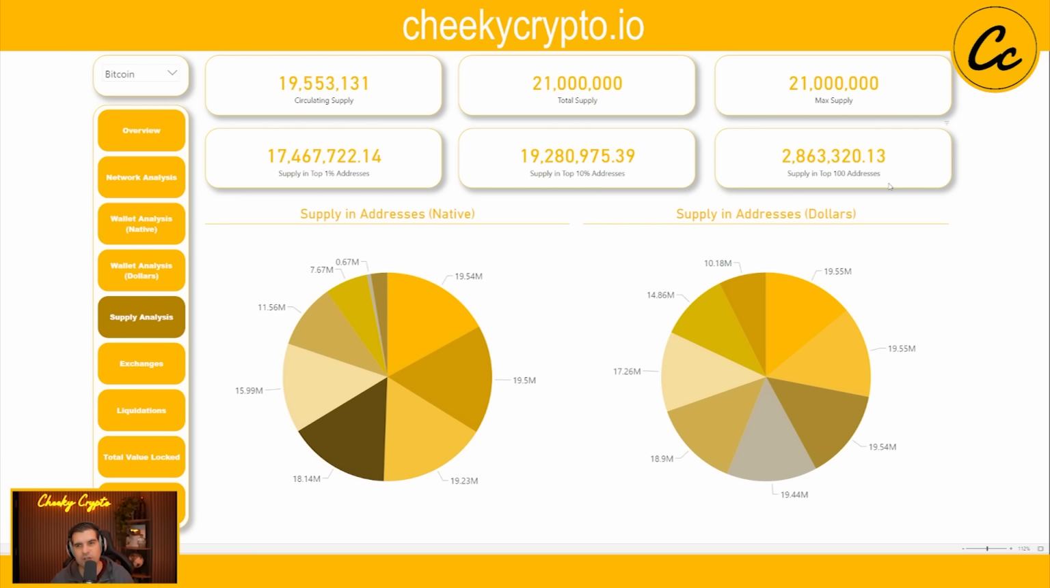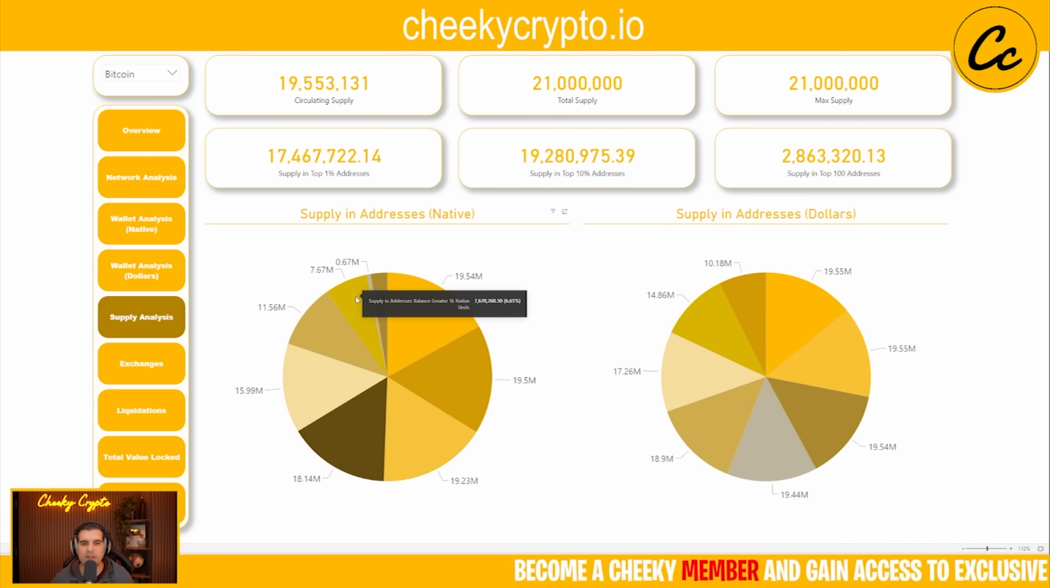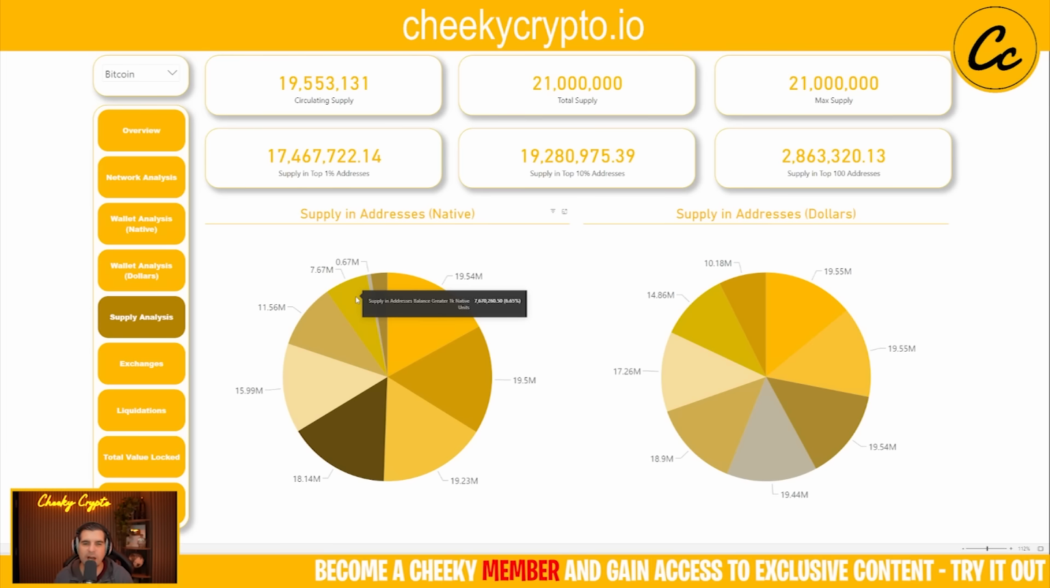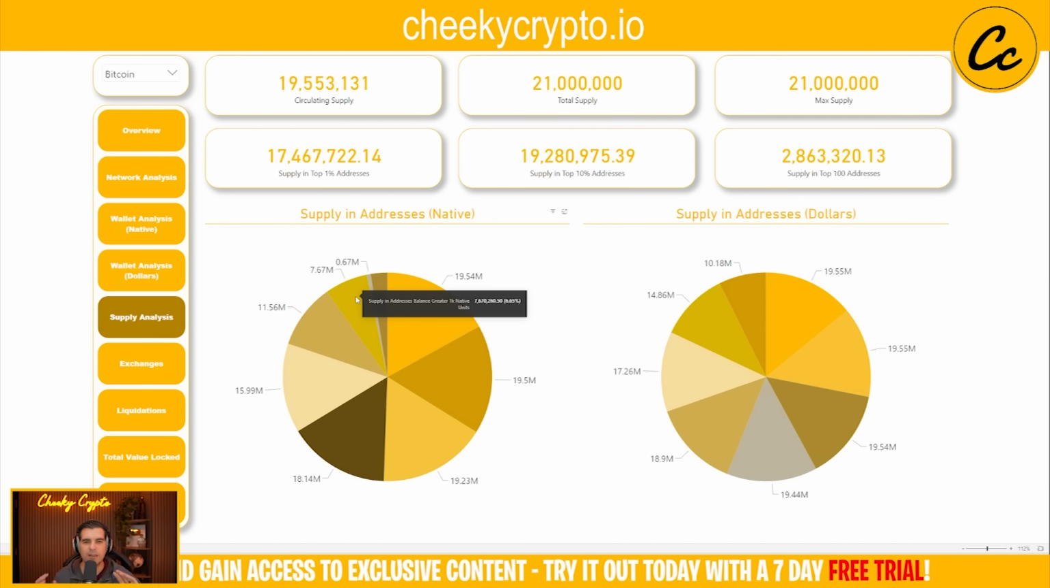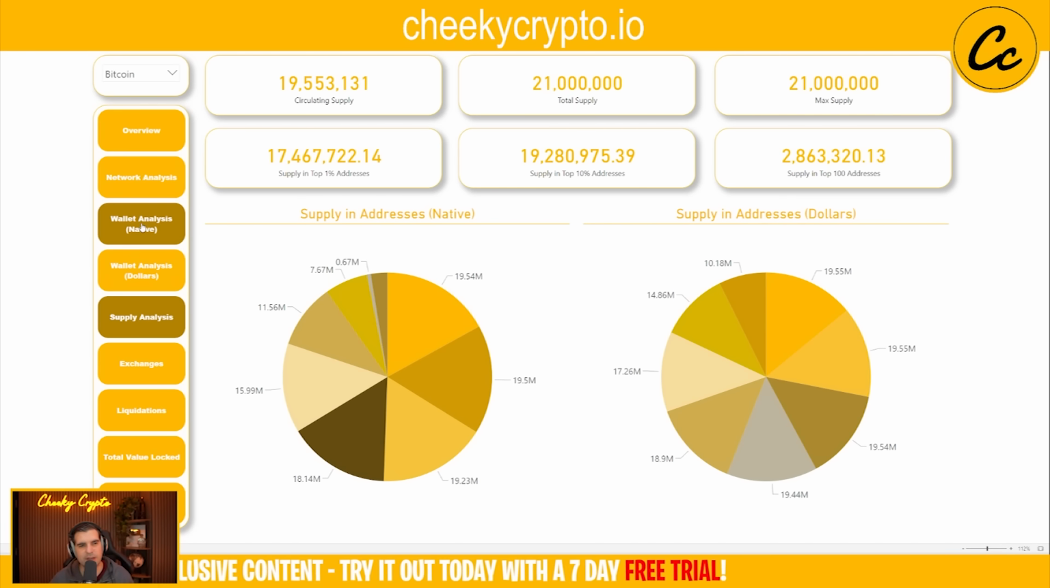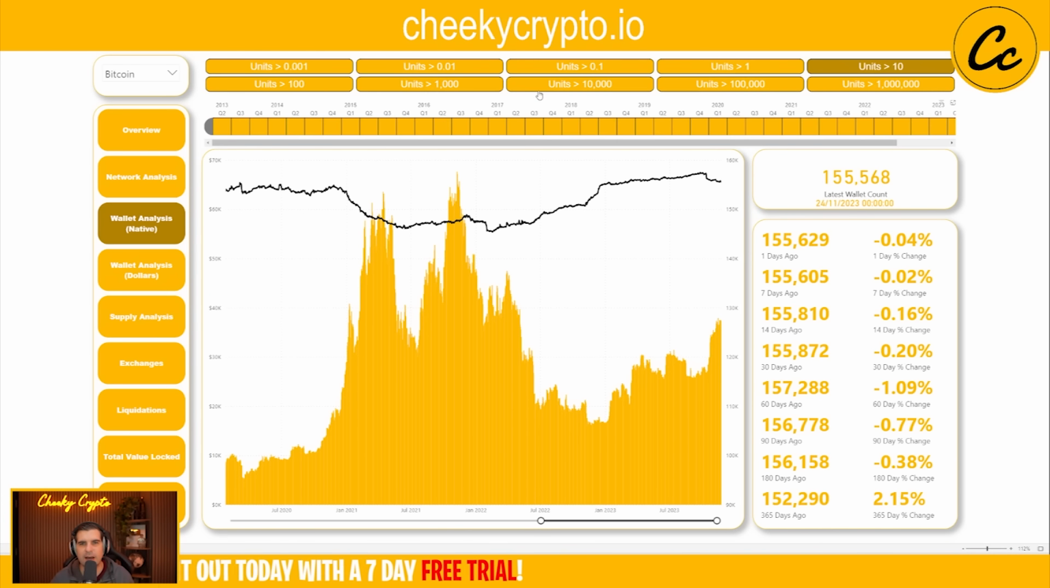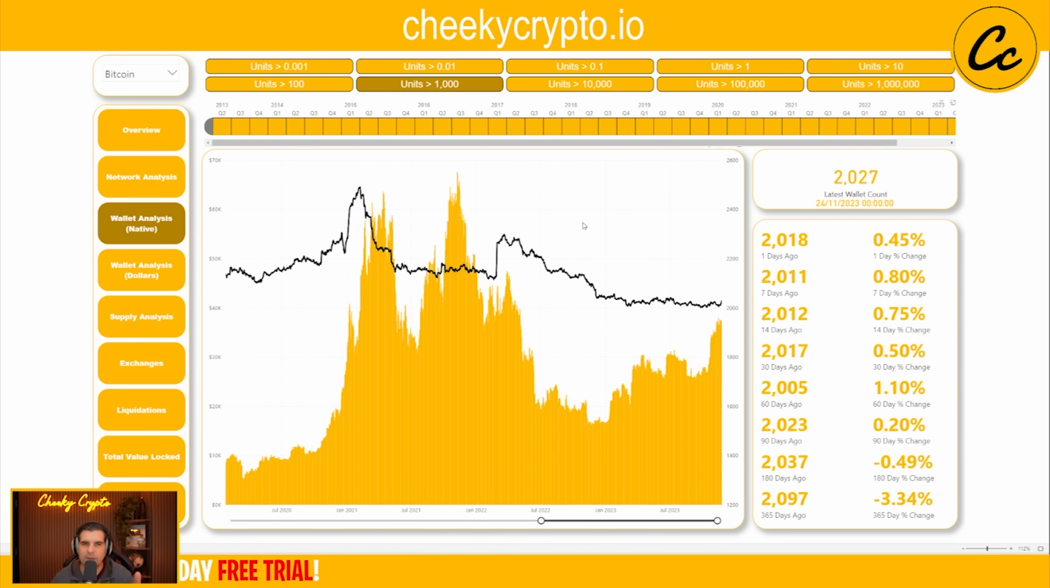The top 100 addresses equate to 2.8 million Bitcoin. Very, very interesting. And then, of course, you get these pie charts. Now, these pie charts will show you how much Bitcoin sits in certain wallet sizes. So, for example, if we wanted to know how much Bitcoin sat in wallets that had at least 1,000, we obviously have the count of wallets over here, right? How many wallets have at least 1,000 Bitcoin?